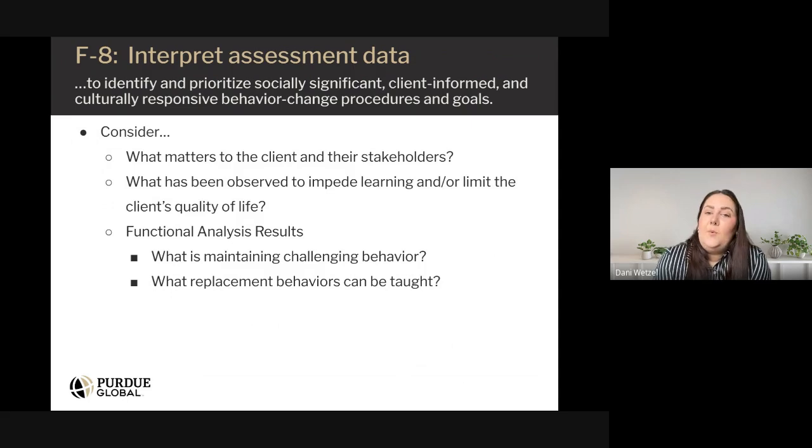And then additionally, while we're creating treatment plans and making client-informed goals that are socially valid, we're going to think about our results from the functional analysis. So we're going to think about what's maintaining the challenging behaviors that we might be seeing, and how can we manipulate the environment to better support our learners and set them up for success? What replacement behaviors can we teach them so that they can get their needs met without engaging in that challenging behavior? So those are different considerations to have as you're interpreting your assessment data.